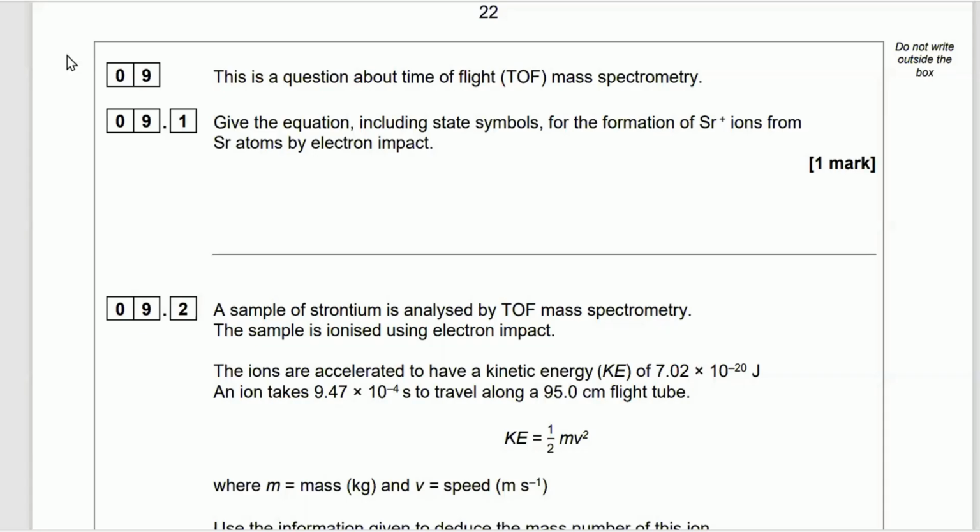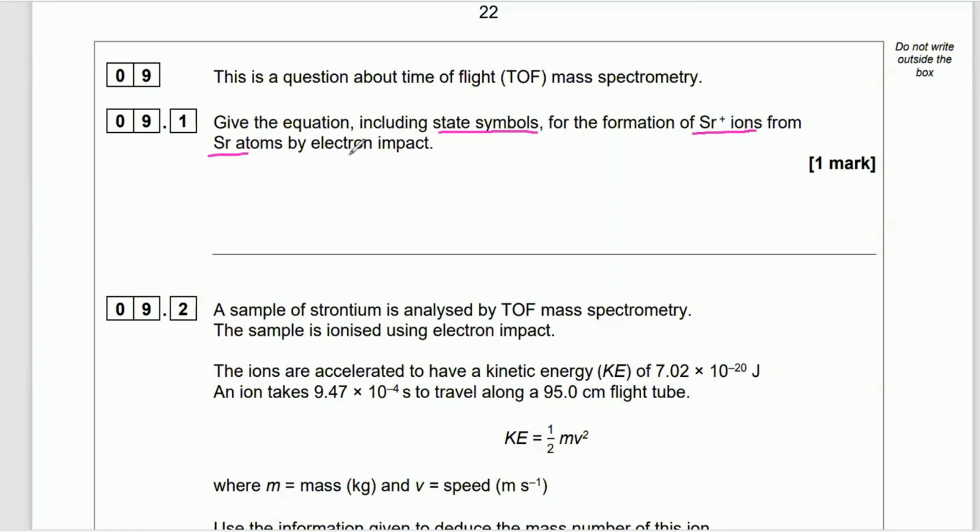We're looking at a time of flight question. This is from the A-Level 2023 AQA Paper 1. So for chemistry, let's get into the question. It's question 9. This is a question about TOF, or time of flight mass spectrometry. Give the equation including state symbols for the formation of Sr+ ions from Sr atoms by electron impact.